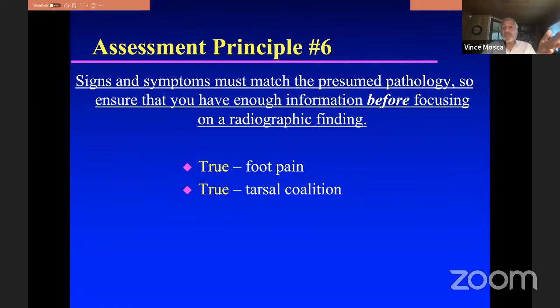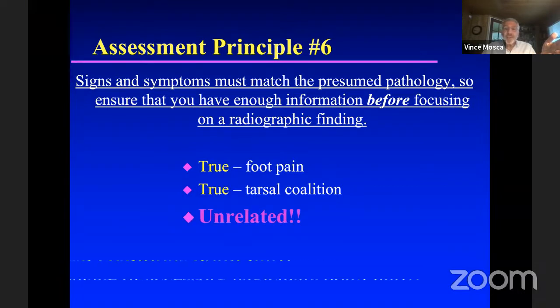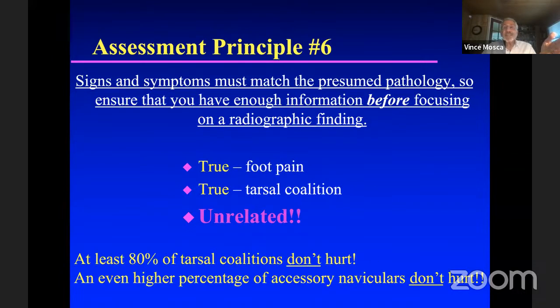True, you have an x-ray and it shows a tarsal coalition. Ah, that must be it. But they may be unrelated because at least 80% of tarsal coalitions don't hurt, never hurt, will never hurt. And an even higher percentage of accessory navicularis don't hurt, will never hurt. So if you don't know about the pain pattern and you only focus on what you see on the x-ray, you could get it wrong over 80% of the time. A child could have a tarsal coalition and pain for some completely unrelated reason.